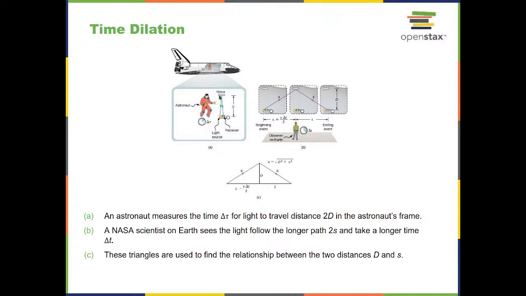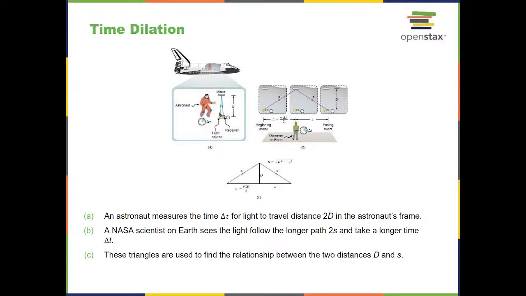So let's imagine that we have an astronaut in some spaceship who is bouncing light between two mirrors. So we have a light source here. The light bounces against this mirror, bounces back to a photodetector, and so we can measure the time it takes for the light to make that round trip. If we call this delta tau, tau being the Greek letter to distinguish it from delta t, which we're going to introduce in a second here.